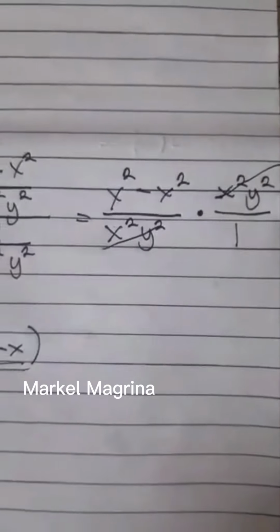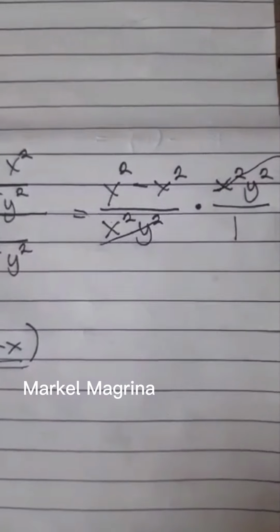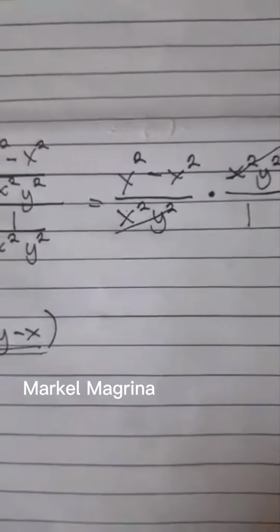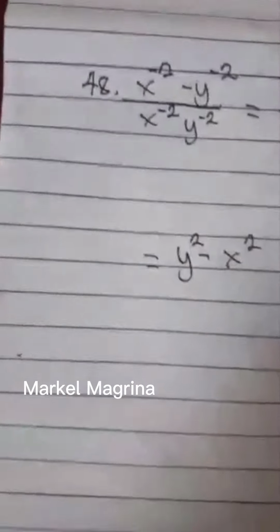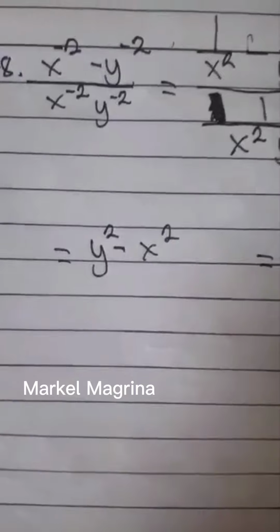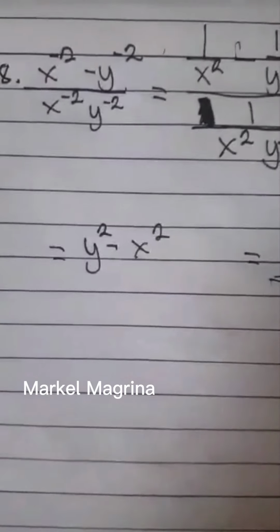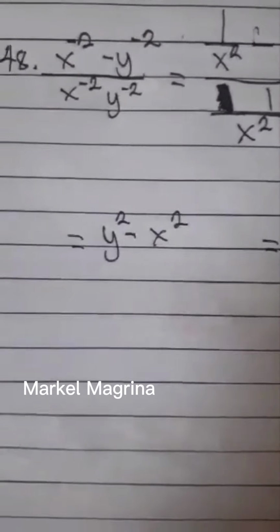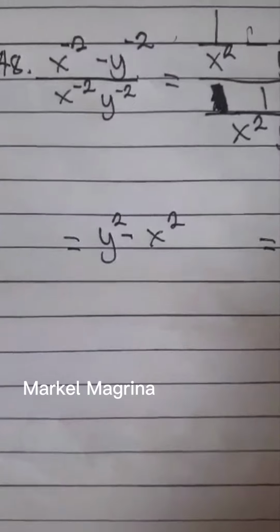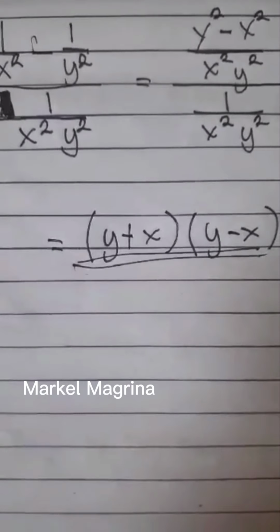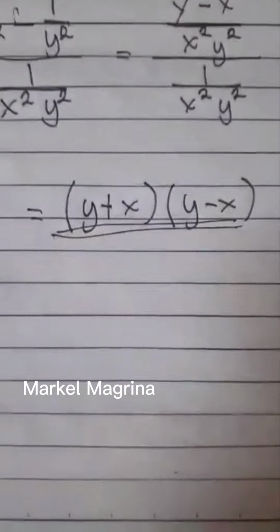So what remains is y to the power of 2 minus x to the power of 2 and the 1, so multiply the two. The answer is y to the power of 2 minus x to the power of 2. Since it can still be simplified, because it is a difference of two squares, it can be separated. So the final answer is quantity y plus x times quantity y minus x. That's all for number 48.